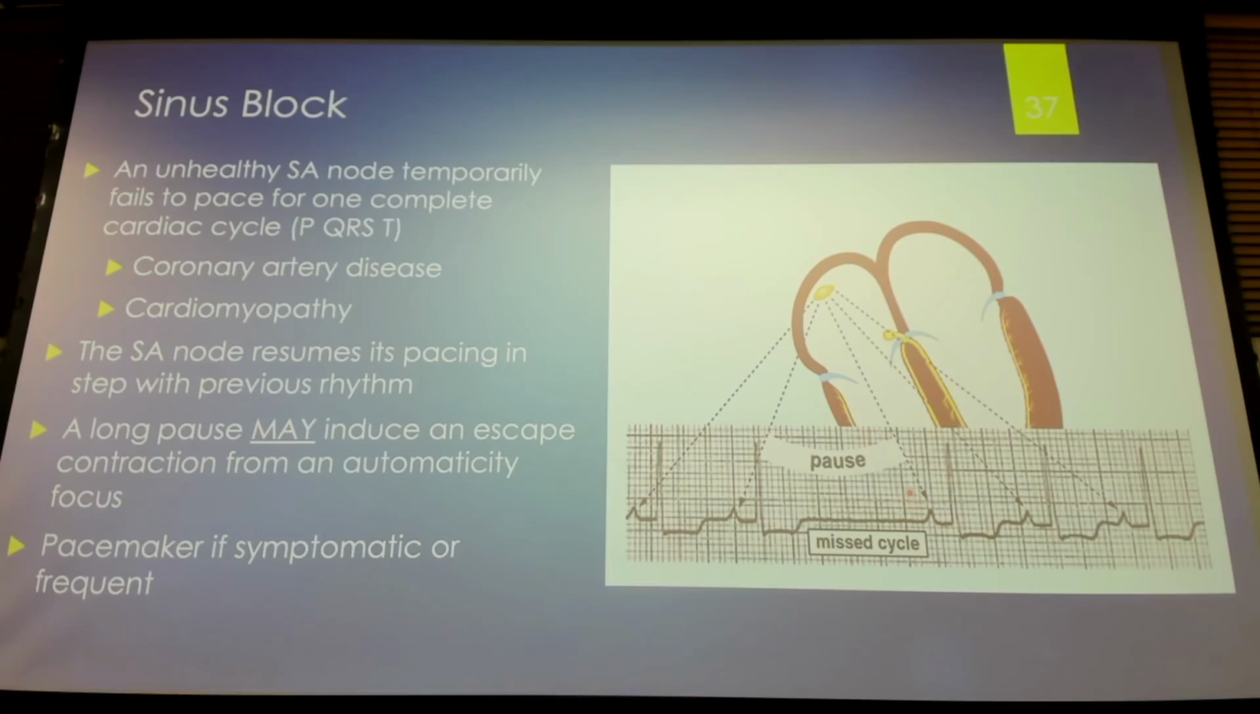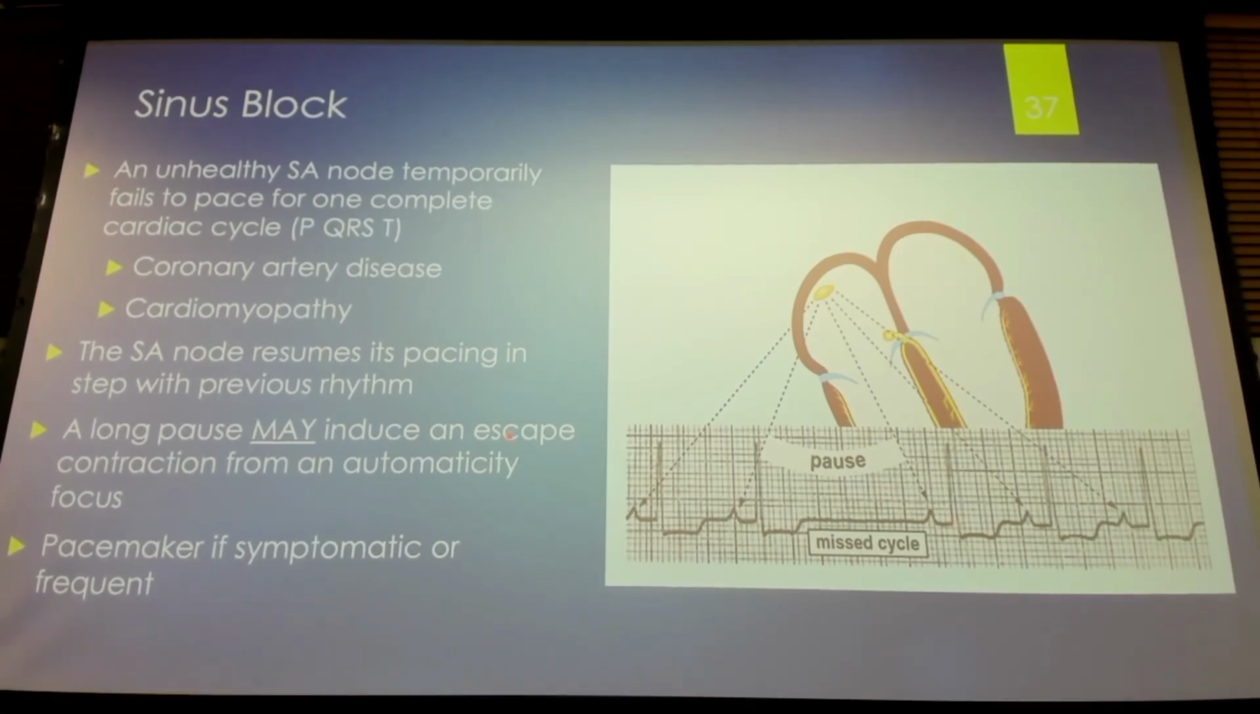That is a sinus block, missing one complete cardiac cycle. The SA node is not pacing for some reason. So we've got this prolonged period between one QRS complex and the next. And then again, we pick right back up, usually with the SA node, occasionally giving some sort of ectopic rhythm as well, from the atrial or the junctional or the ventricles.